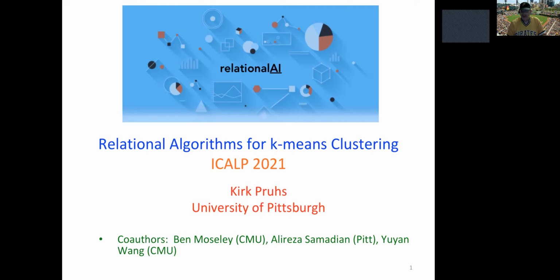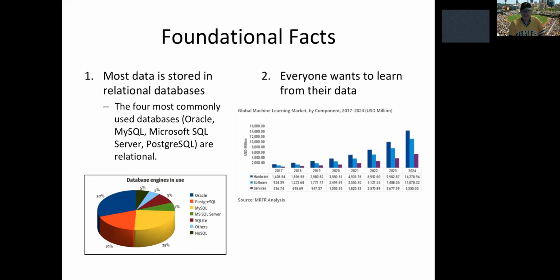I'm going to talk about relational algorithms for the k-means clustering. I'm Kirk Pruhs. My co-authors are Ben Moseley, Alireza Samadian, and Yuyan Wang. As this is sort of a new research area, I'll concentrate more on explaining the background than on our results.